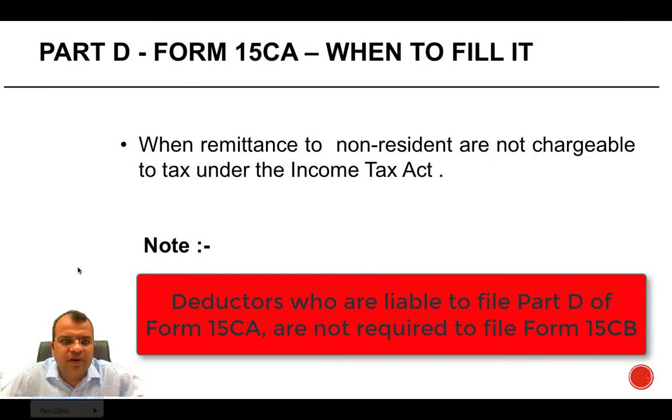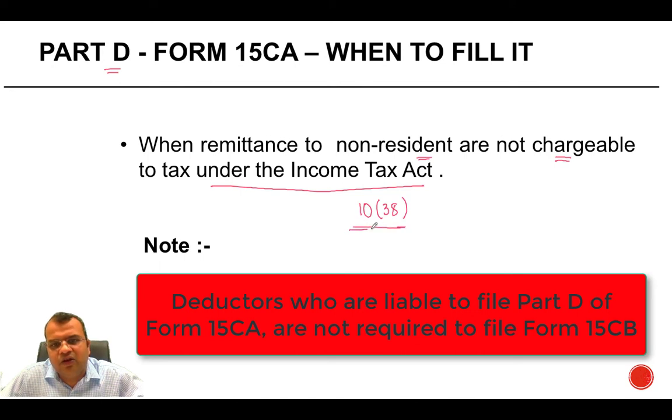And the last one is Part D. This applies when remittances to non-residents are not chargeable to tax under the Income Tax Act. If within the Act you have an exemption, for example, until last year, the long-term equity share capital gain of listed securities where STT was paid was exempt from tax under Section 10(38). If there is a clear-cut exemption that this amount is not chargeable to tax, then you just need to fill in Part D.